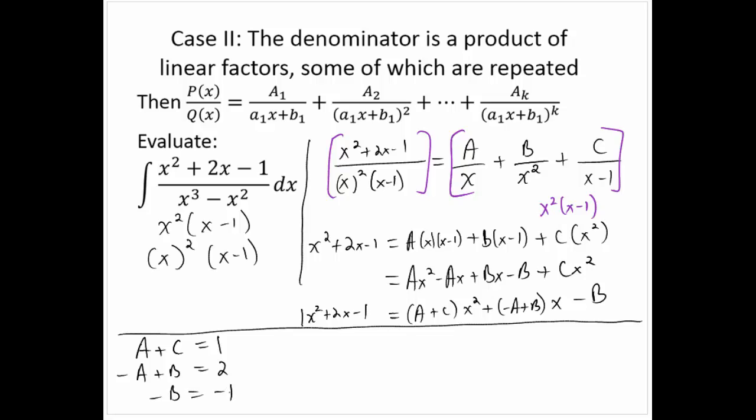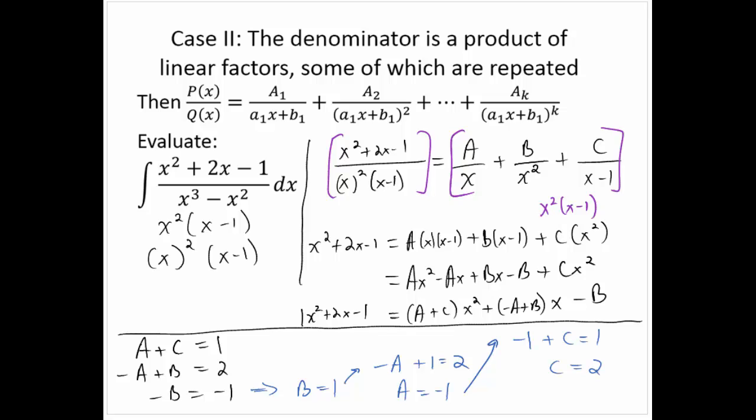And so now I have to solve this system of equations. And this was actually fairly simple to solve. If negative b is equal to negative 1, that implies that b is 1. If b is 1, substituting up into the second equation, negative a plus 1 equals 2. And so then a would equal negative 1. And then substituting that up into the first equation, negative 1 plus c equals 1, c would equal 2.